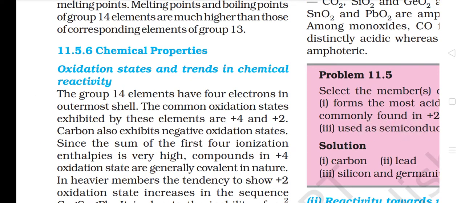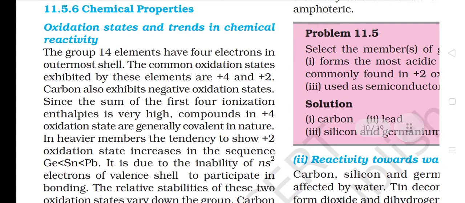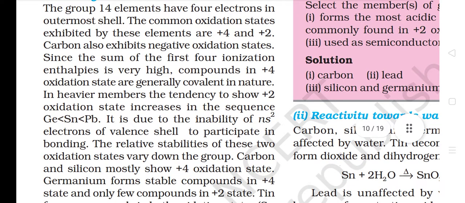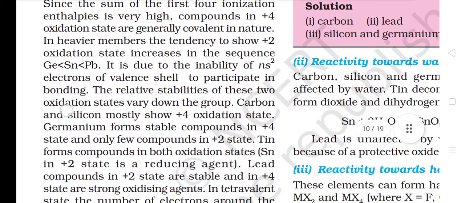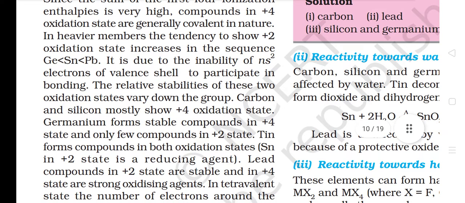Chemical properties, oxidation states and trends in chemical reactivity. The group 14 elements have 4 electrons in outermost shell. The common oxidation states exhibited by these elements are +4 and +2. Carbon also exhibits negative oxidation states. Since the sum of the first 4 ionization enthalpies is very high, compounds in +4 oxidation state are generally covalent in nature. In heavier members, the tendency to show +2 oxidation state increases in the sequence Ge < Sn < Pb.